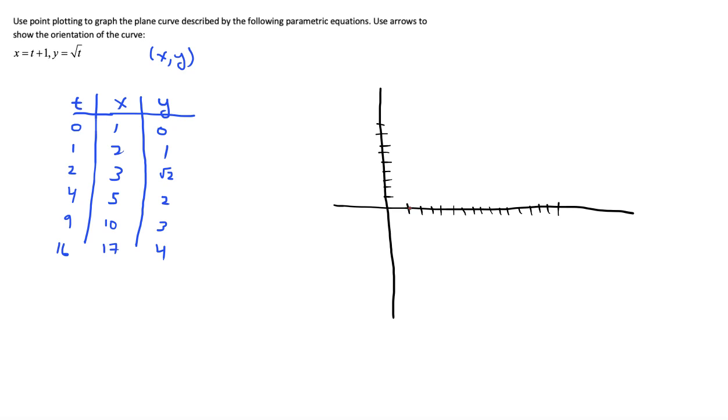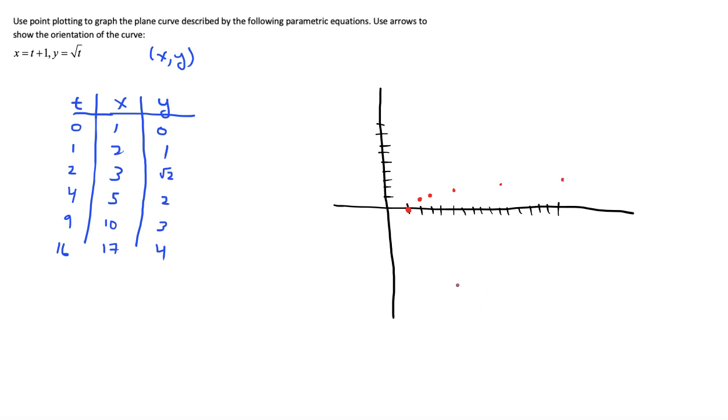We've got the point (1, 0), (2, 1). When x is 3, y is radical 2, which is about 1.4, so we'll eyeball that about over there. Notice when x is 5, y is 2. When x is 10, y is 3. And when x is 17, y is 4.